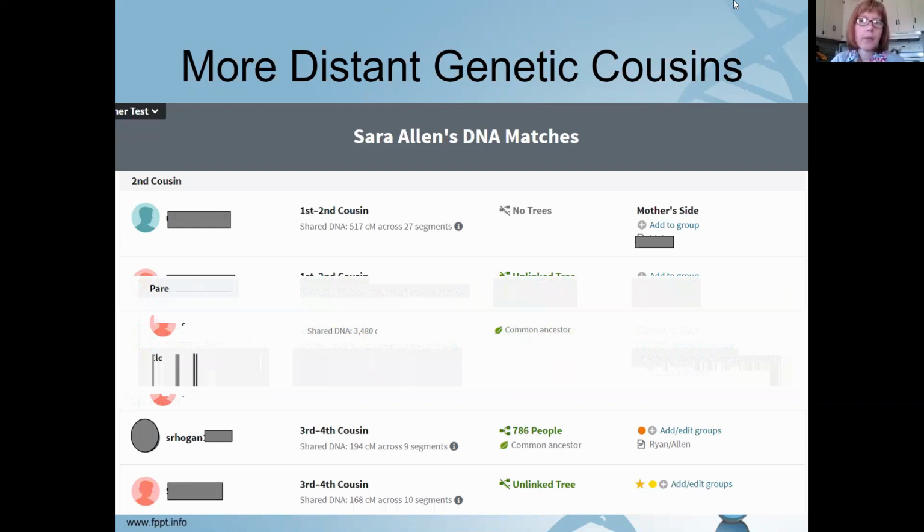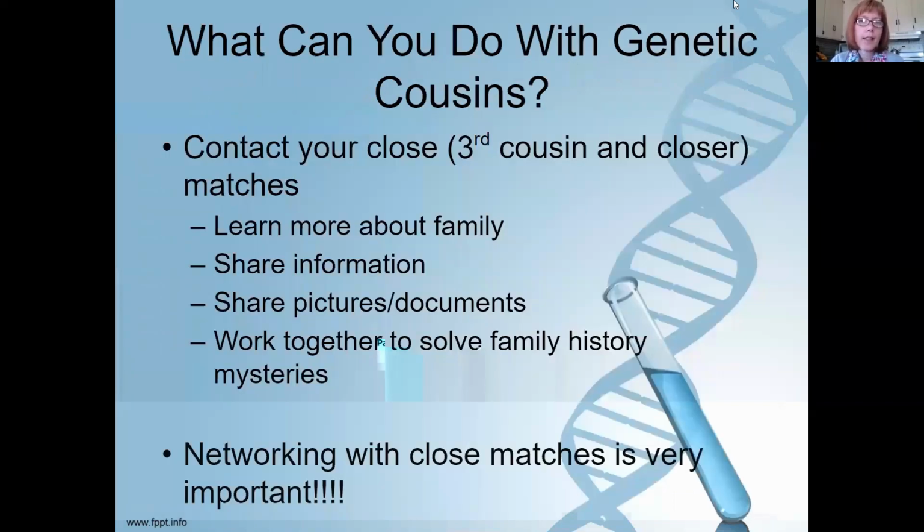So what can you do with these genetic cousin matches? I would say contact them, get to know them. I would contact any match that's a third cousin or closer. You can share information, you can exchange pictures and documents about your family, you can work together. So network with them, that's really important.